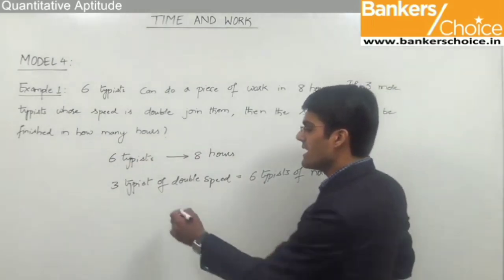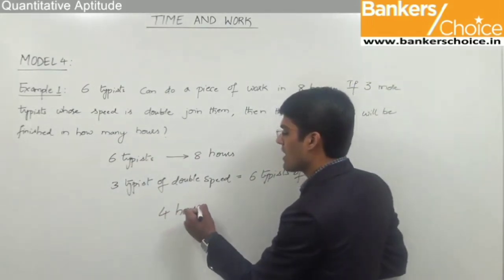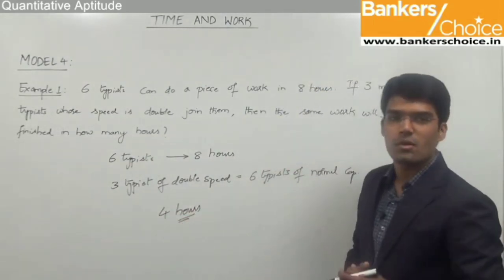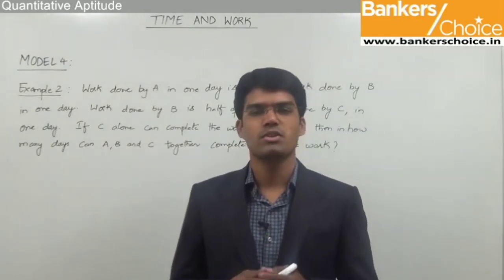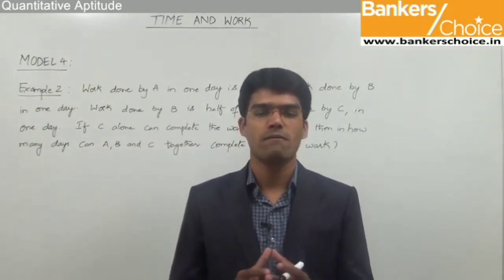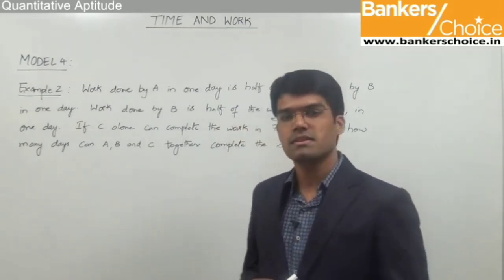So we can say that the answer for this question should be 4 hours when 12 typists are working together. Let us now take another example from model 4, which also is based on efficiency of the given persons. Let us look at the question first.